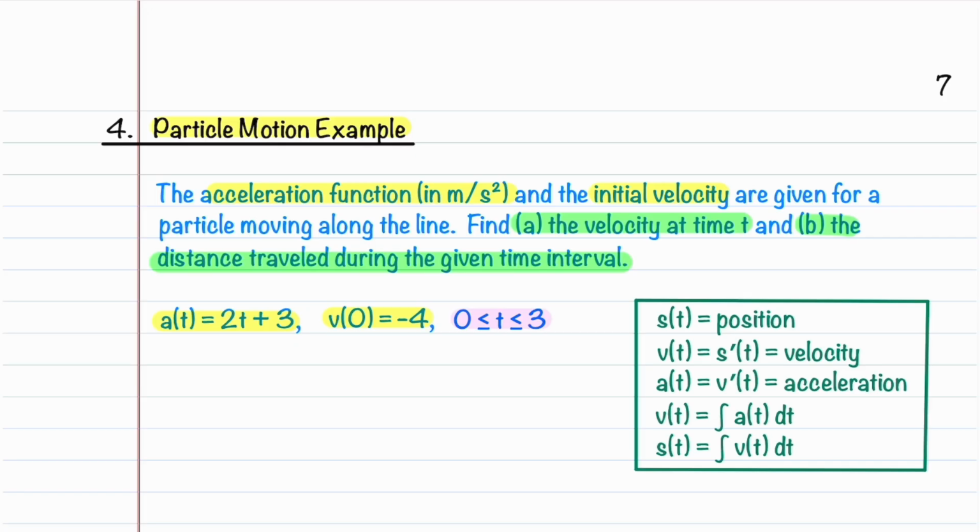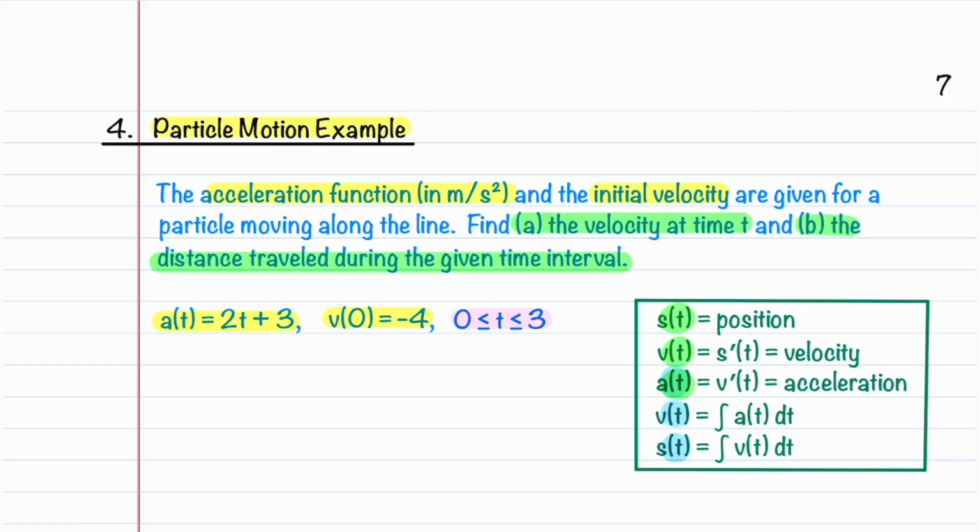Just to make things easier, over here on the right, I've written down the formulas that relate position, velocity, and acceleration. When you're given position, you can find velocity and acceleration by differentiation. And then when you're given acceleration, you can find velocity and distance by integration. And that's what we're going to do in this problem.